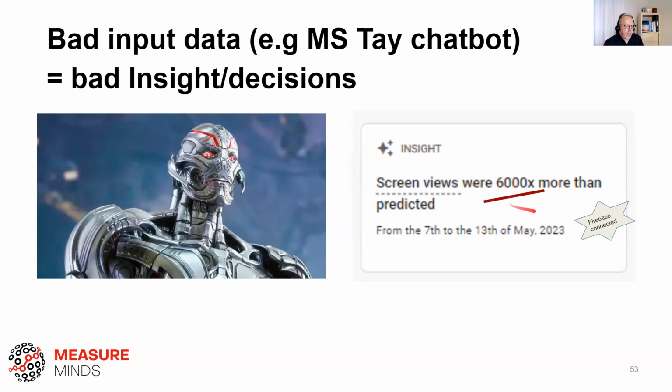Here's a good example of that. This was an account that was suddenly linked to Firebase and it had GA4 running, and the intelligent alert said, "great, you've now got 600,000 more screen views." Well, that's because Firebase has just been connected. So obviously a false positive there. I can see why it thought that, but it didn't have the historic data.